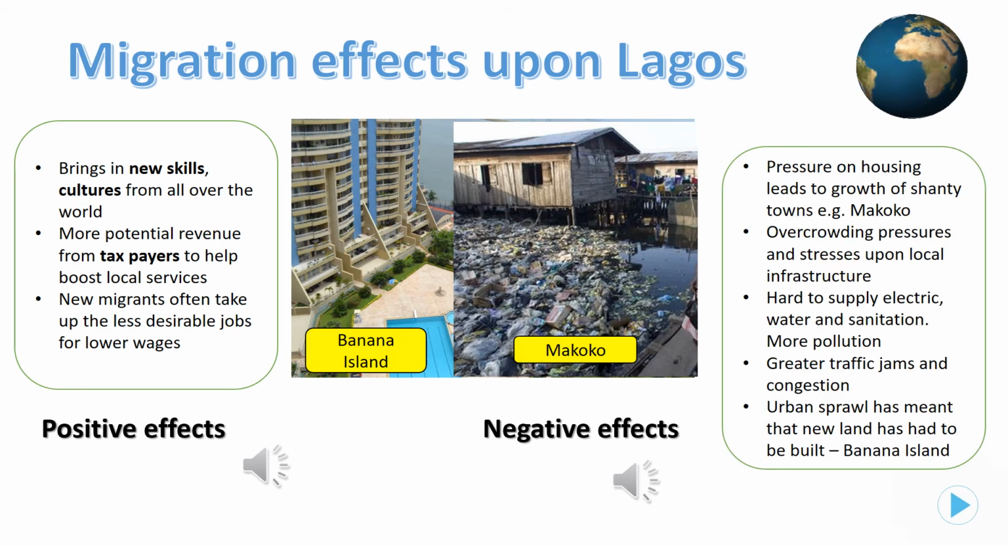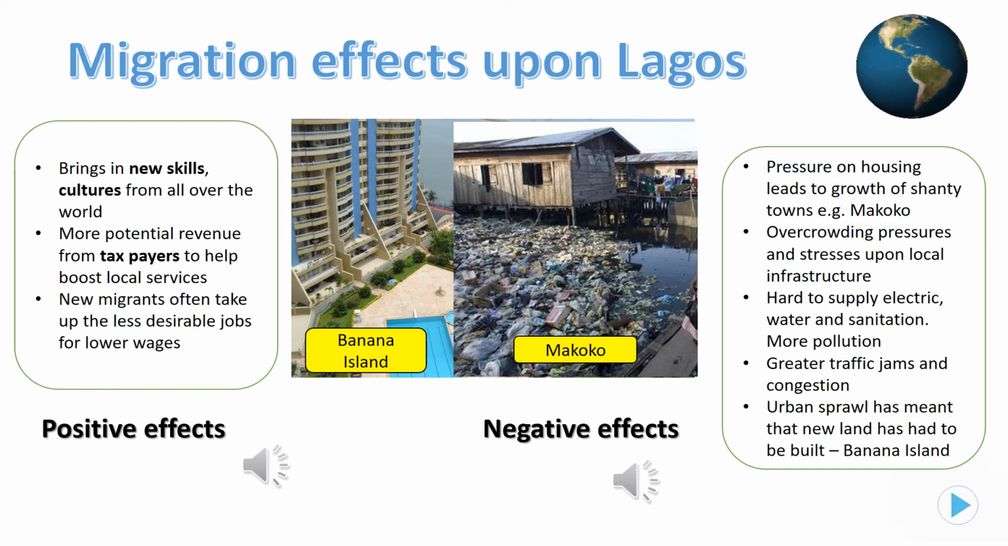Having so many migrants arrive in Lagos, though, does bring with it lots of negative impacts. Firstly, there's a lack of adequate accommodation, which leads to the growth of many shanty towns such as Makoko. There are meant to be over 100 of these informal settlements where people live in overcrowded, self-built homes with no proper electric, water or sanitation.